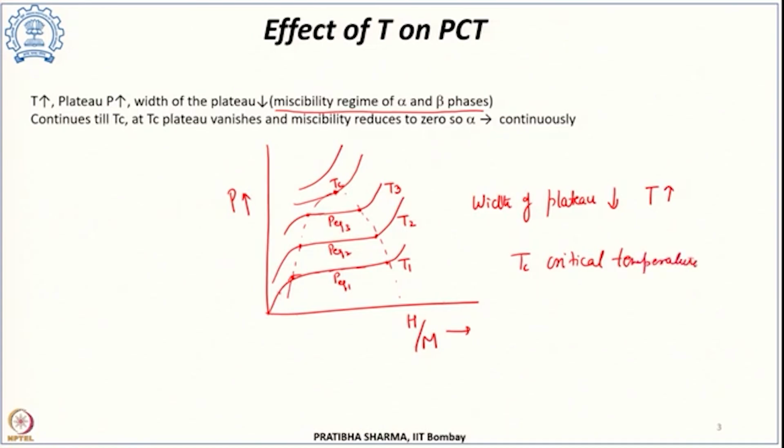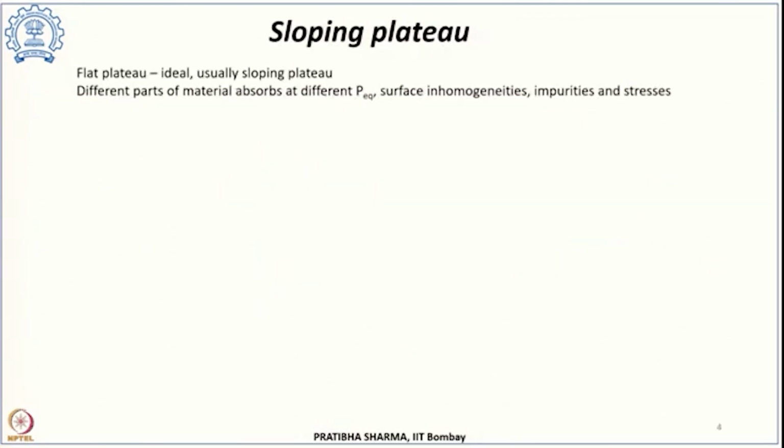So the width continues to decrease until it diminishes to 0. So the plateau width becomes 0, and the miscibility also reduces to 0. After that, earlier we have seen there is an alpha region, an alpha plus beta region, and finally a beta region. In between we were getting an alpha plus beta region, but beyond this critical point there is no two phase alpha plus beta region, and alpha is directly converting into beta continuously. So that is the impact of change in temperature on the PCT curves.